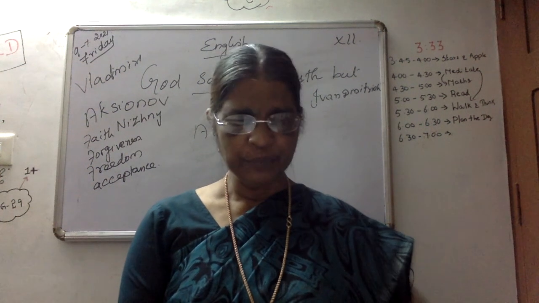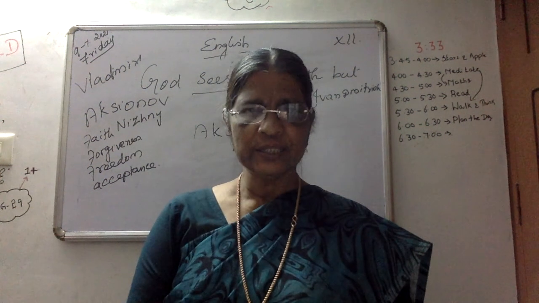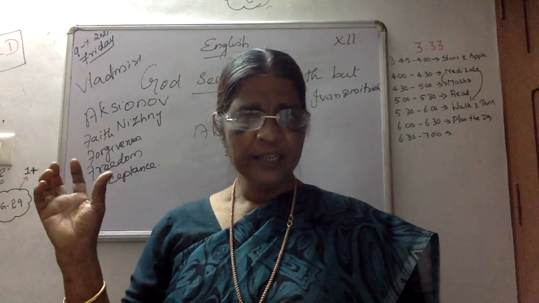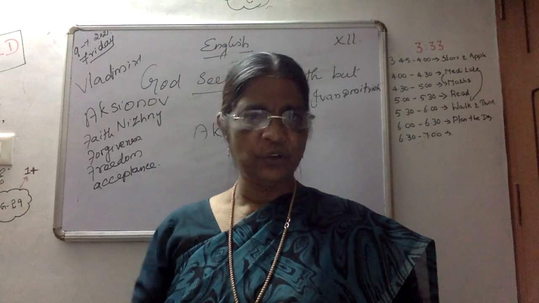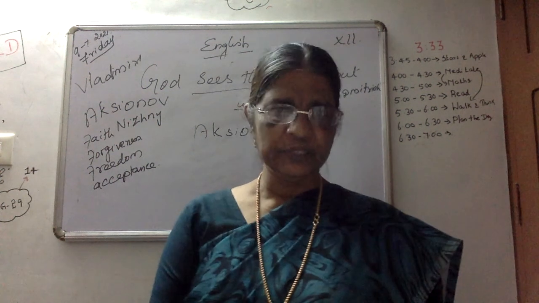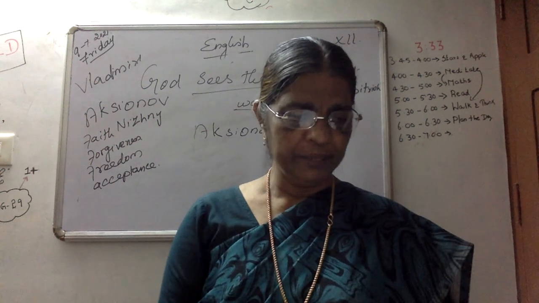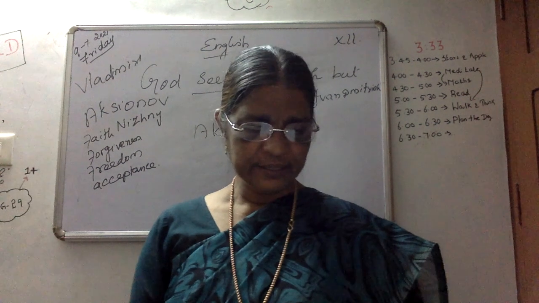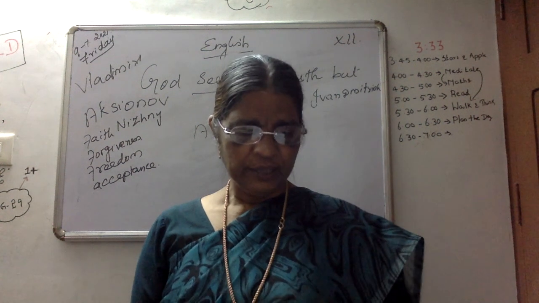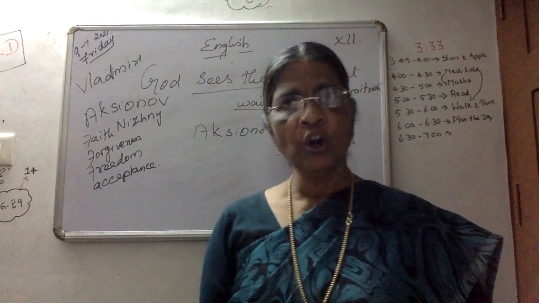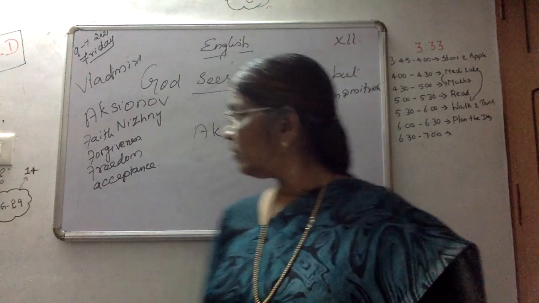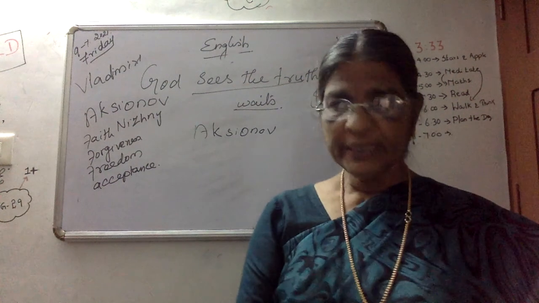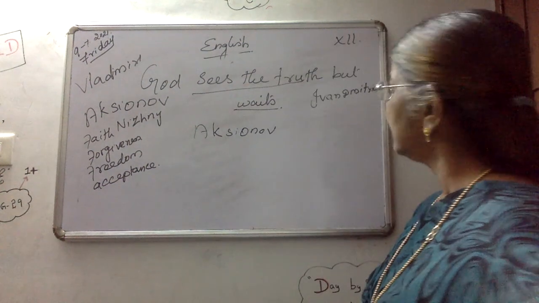Right, now let us come to the story. There was a city by name Vladimir, and a person by name Ivan Dmitrich Akshino lived in that place with his family. Every year in that Russia, there is a river by name Volga River. By the side of the river, there was a fair.